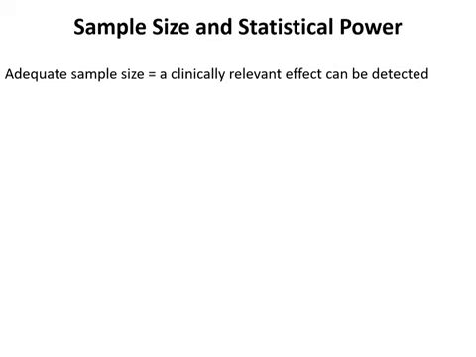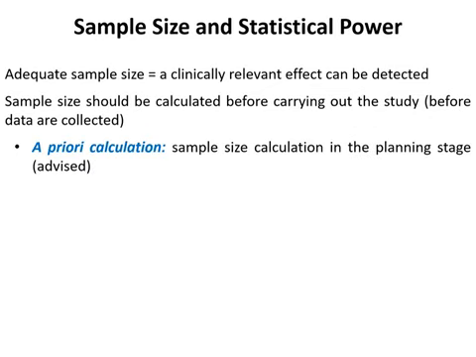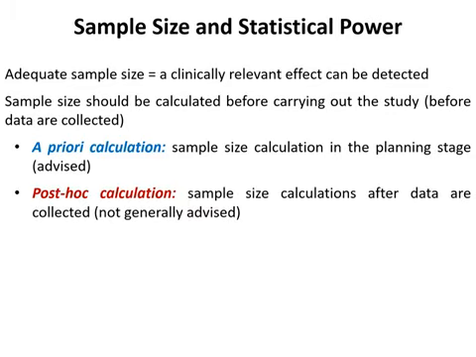It's important that the sample size should be calculated before initiation of the study, in the planning stage. This is preferred and it's called a priori calculation. But if we calculate the sample size later on after completing the study, this is called post hoc calculation and is not generally advised, because it will not be of great value to our study.